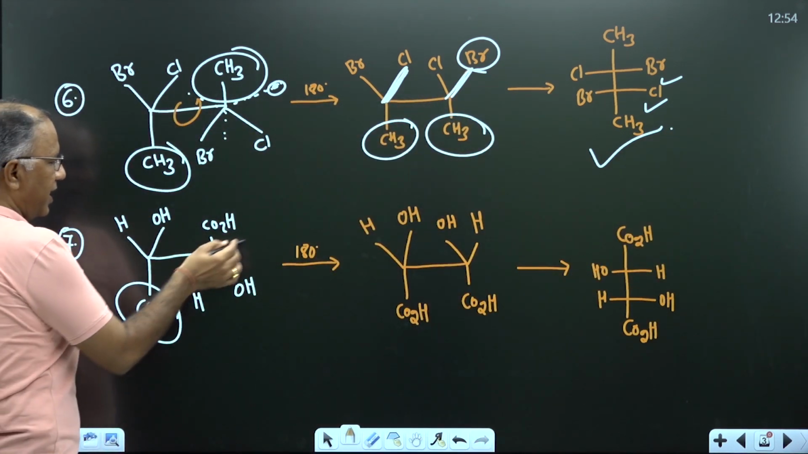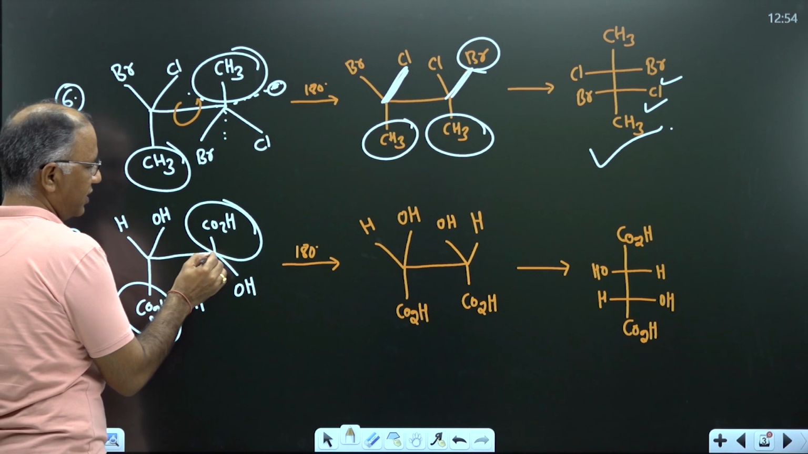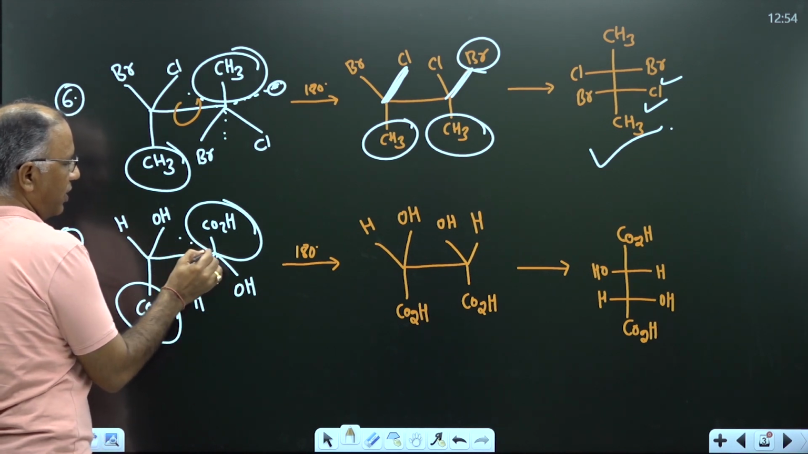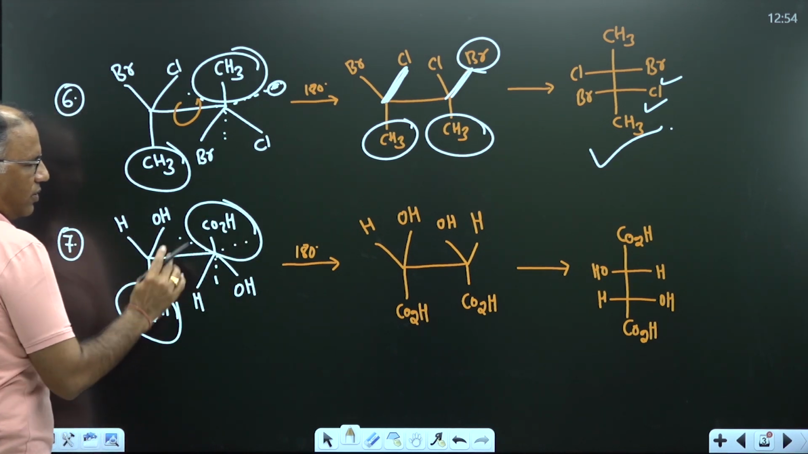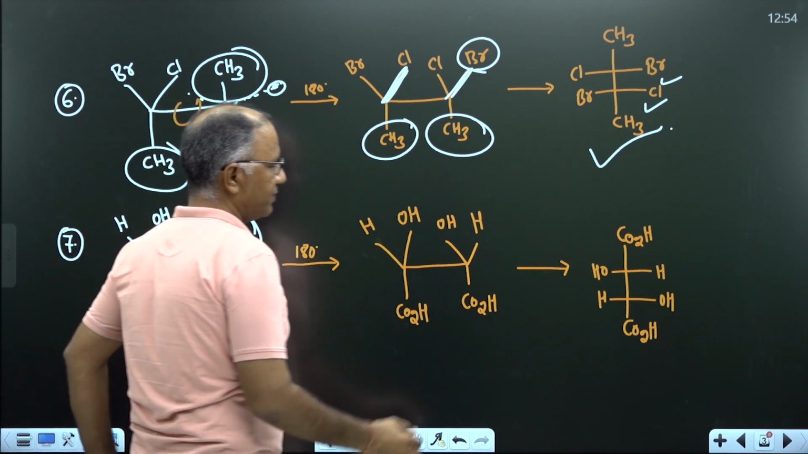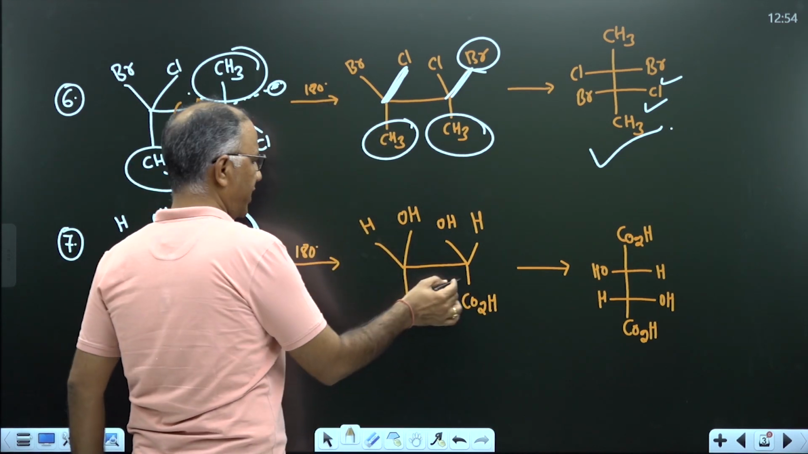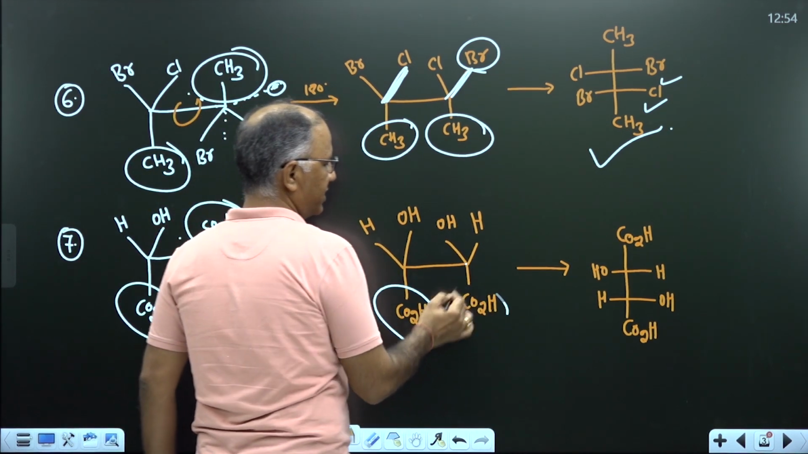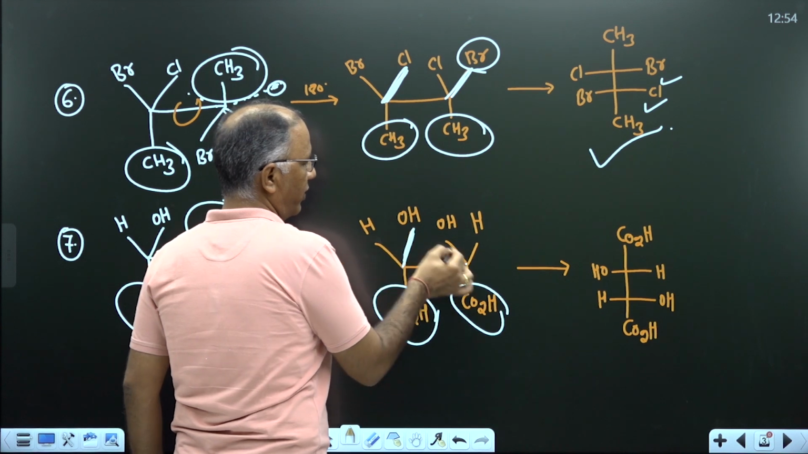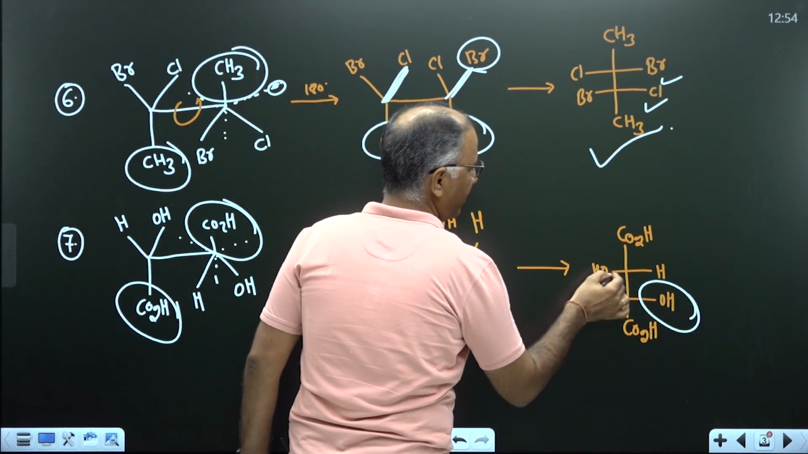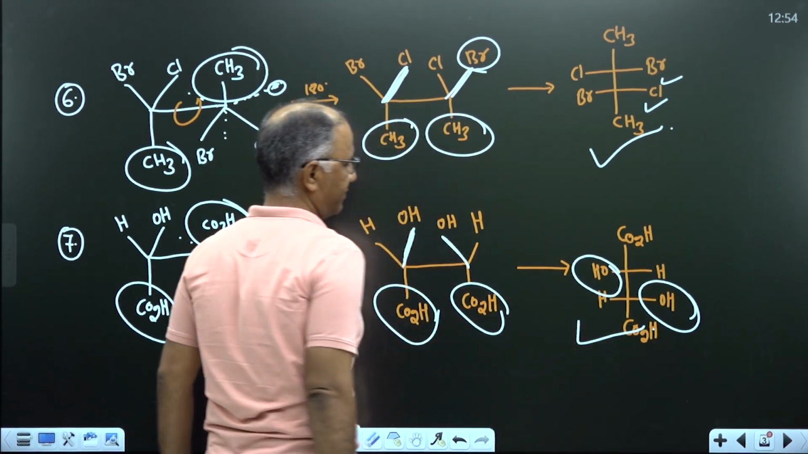Similarly, this is a staggered, and we have to draw Fischer. For Fischer, we have to convert into eclipse. Got it? In case of eclipse, what you have to do, after 180 rotation, we get this acid, acid, OH right, OH left. OH right, OH left, this is correct.